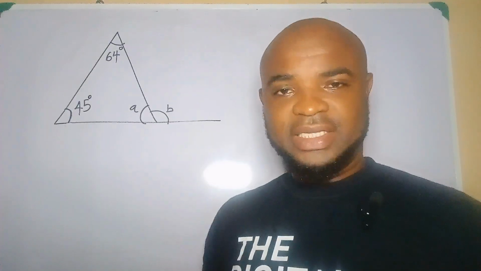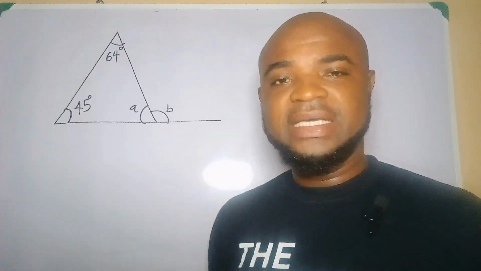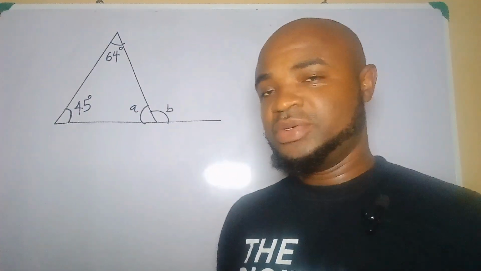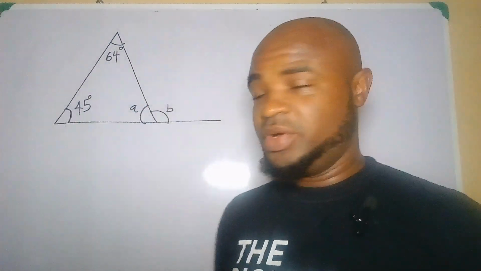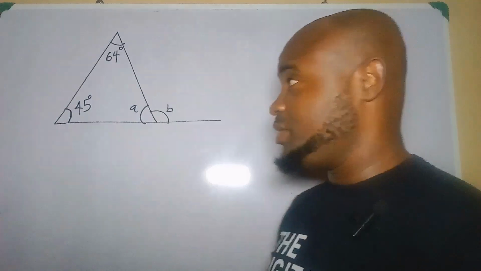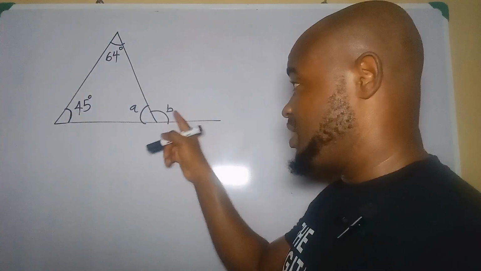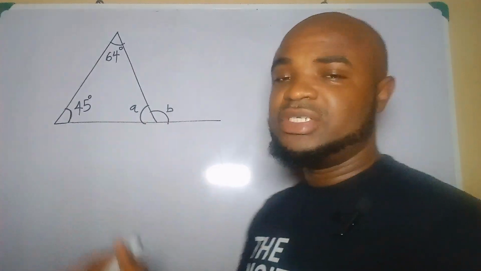Welcome to class. In today's class, I'm going to be showing you how to find the missing interior and exterior angles of a triangle using this diagram on the board. As you can see, we have two unknown angles. The A here is the interior angle, and the B here is the exterior because it's outside this triangle.